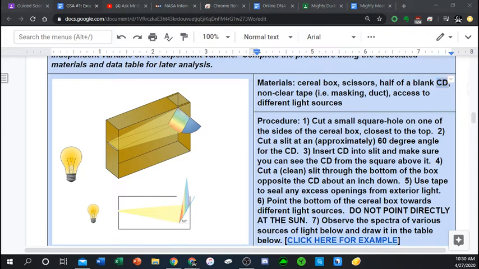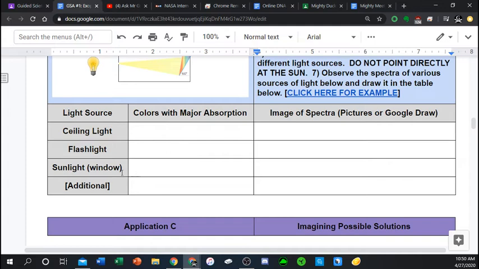so that you can see if different light sources have different fingerprints, different spectra. When you try using this with sunlight, do not point this at the sun. You don't need to burn your retina. You won't feel it, by the way, but just don't burn yourself in the eyeballs.